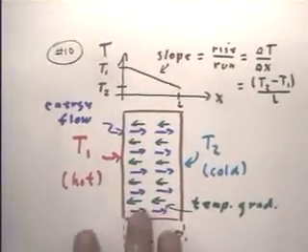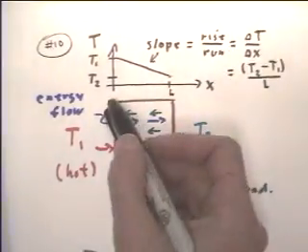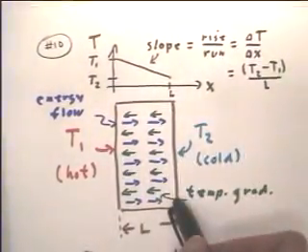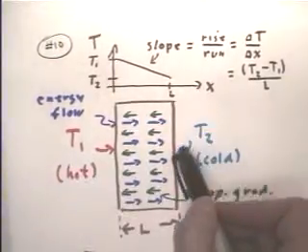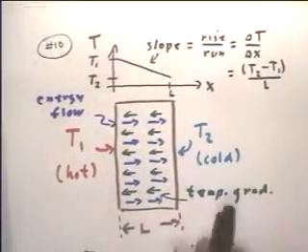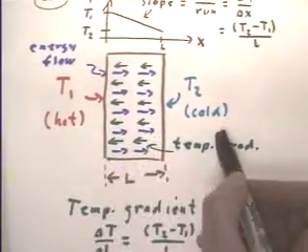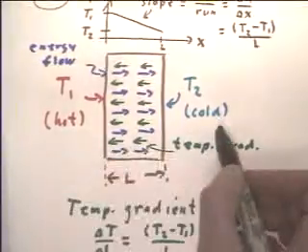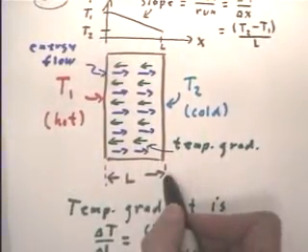On problem number 10, we have a section of a wall. This side of the wall is hot, temperature T1. This side is cold, temperature T2. Hot and cold, of course, are relative terms. Now this is just warmer than this one. And we use red for hot and blue for cold. Okay, and the wall has some thickness L.